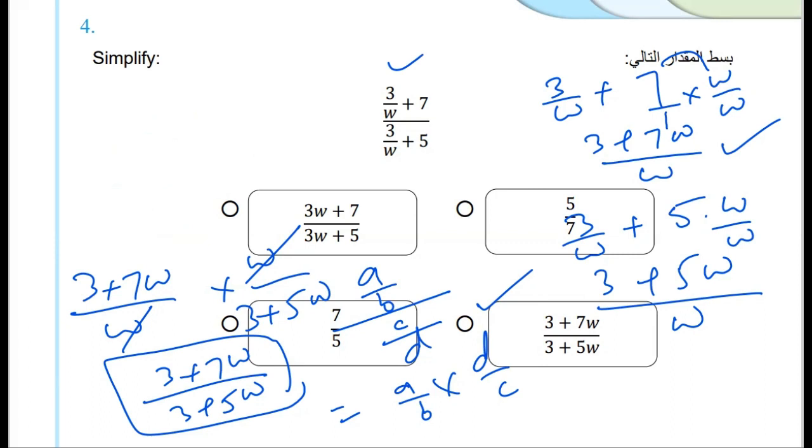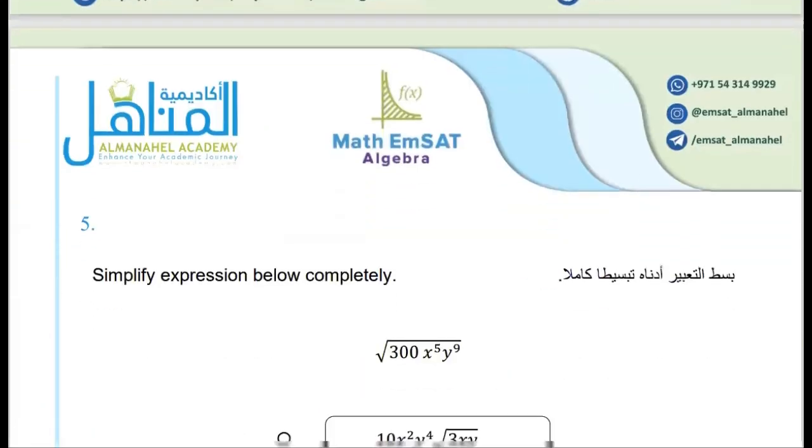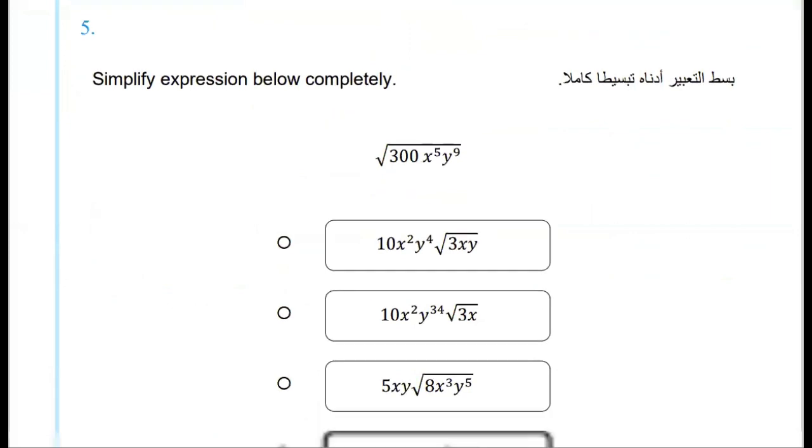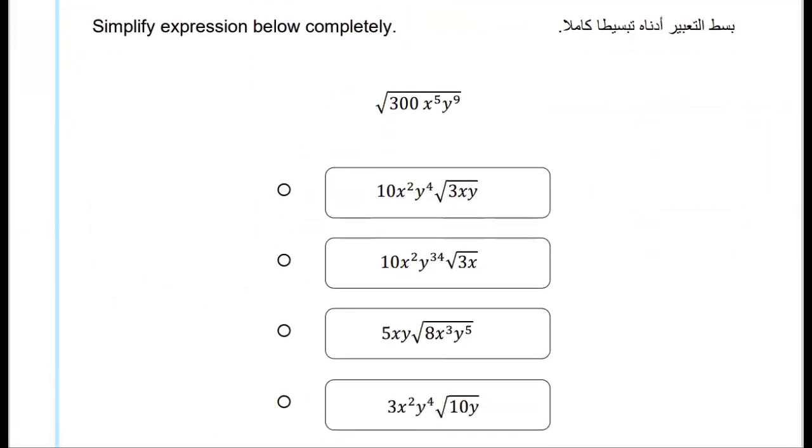For example, 2 over x plus 3 over 2 over x plus 5. Simplify the expression.